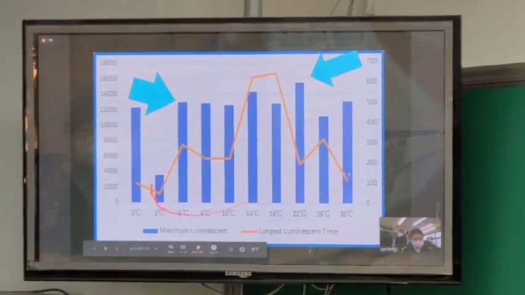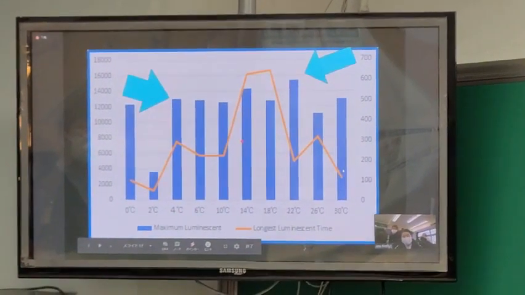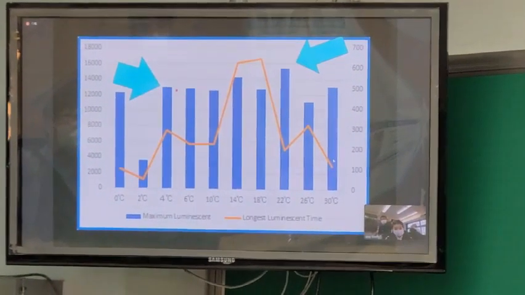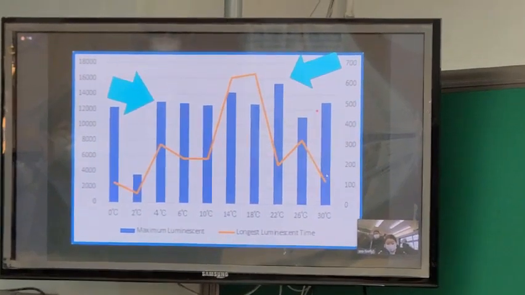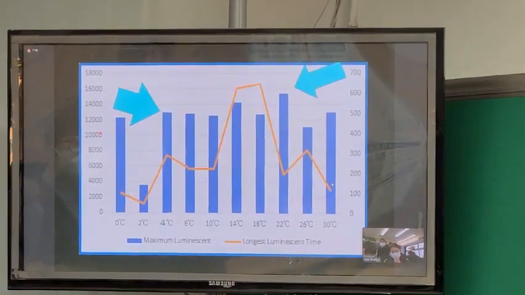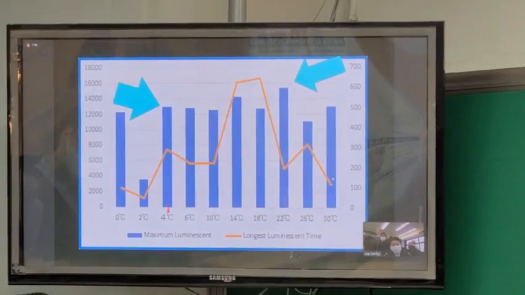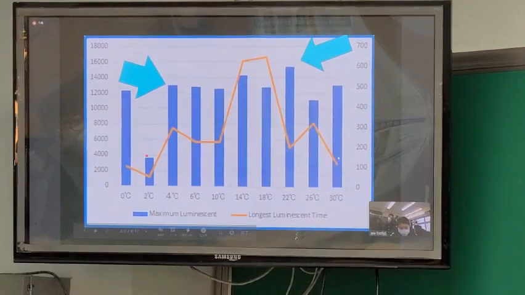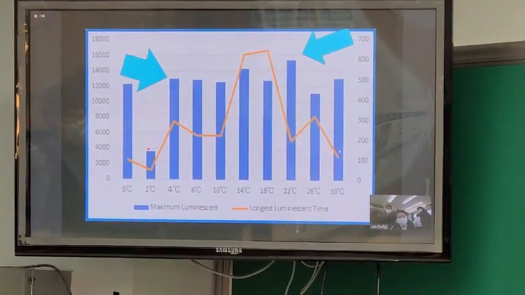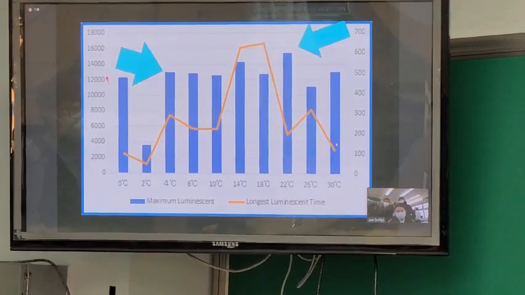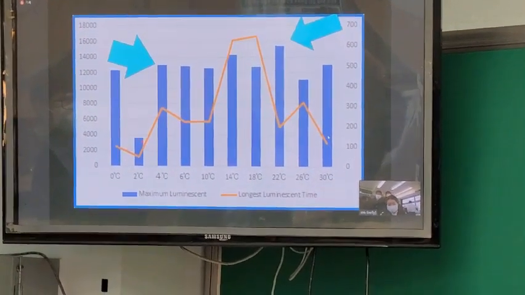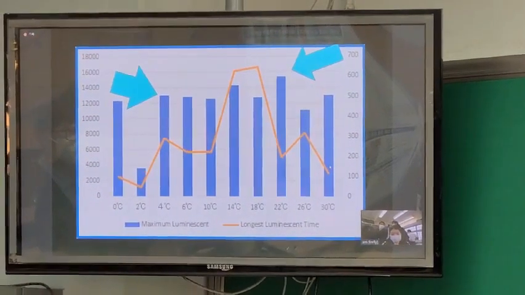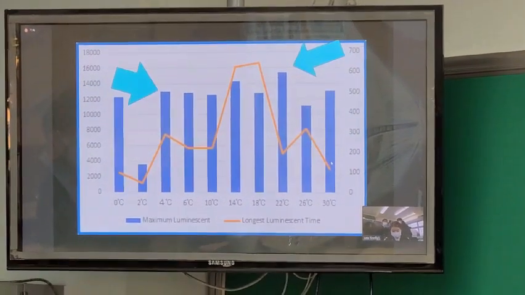From this blue graph, you can see that at almost every temperature, we got a similar maximum luminescence data. Look at the maximum luminescence data for 2 degrees Celsius. This data shows that the maximum luminescence for 2 degrees Celsius was much smaller than the rest of the temperatures. Actually, we used a different sample for 2 degrees Celsius, and this shows that we could not obtain good quality samples.